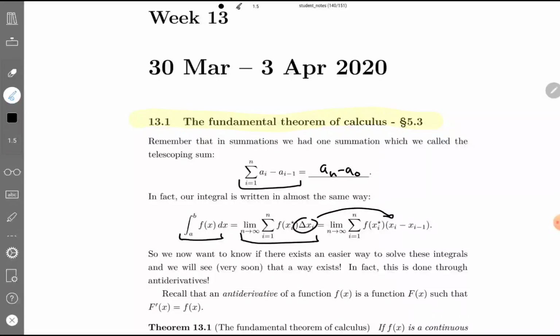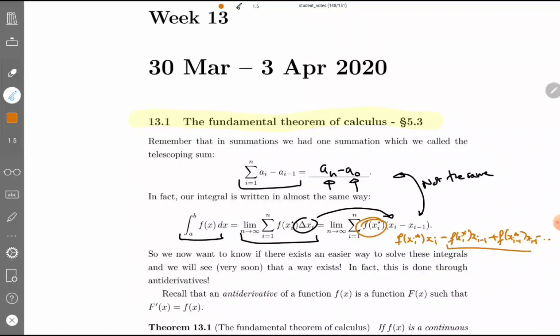And so it seems like I should just be able to take something at the beginning and something at the end, and I should be happy. Now, this is not 100% the same, so these two are not the same. Why? The reason is because I have this f of x_i star. So when I try to multiply, f of x_i star x_i minus 1 plus f of x_{i-1} star x_{i-1} minus, here I can't actually cancel.